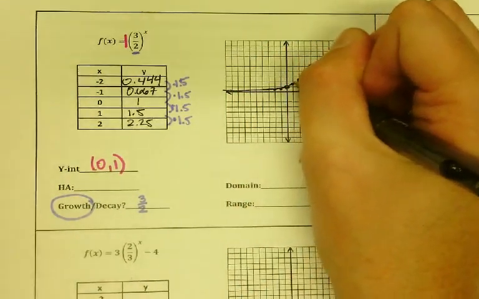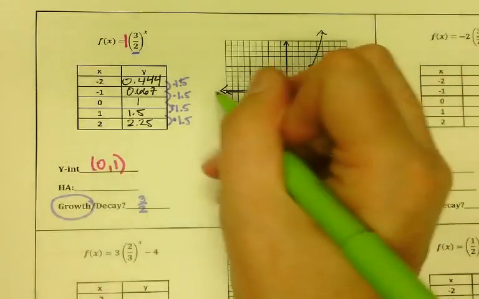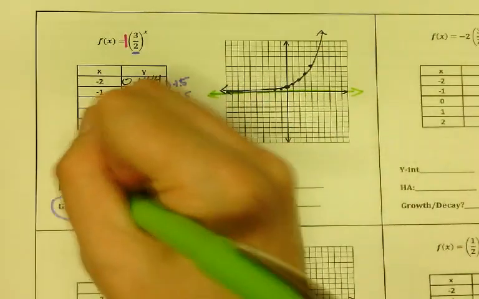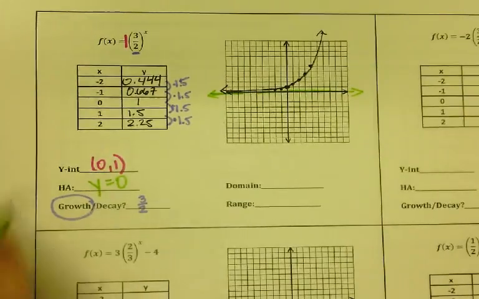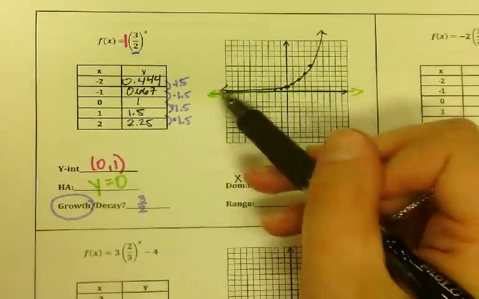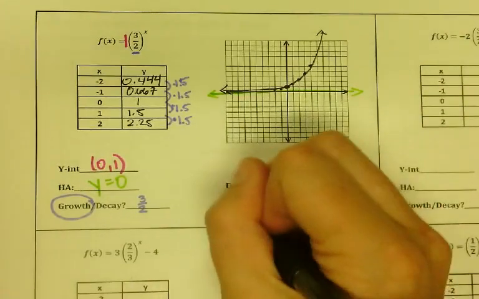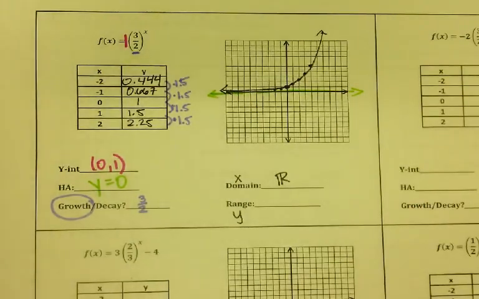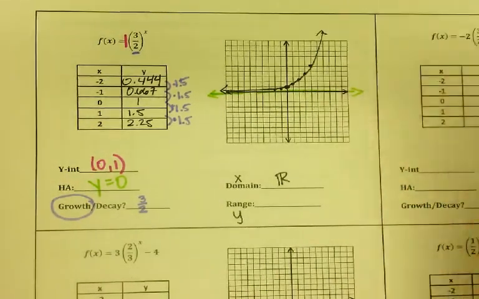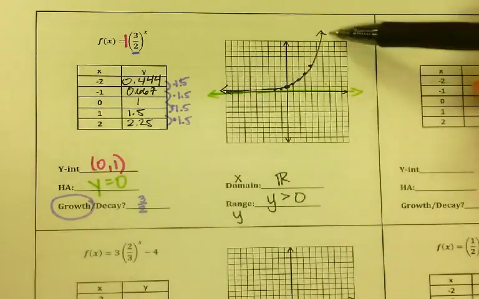But guys, once we look at our graph, we can see that there is a lovely horizontal asymptote right here. So the horizontal asymptote is right there at that default of y equals 0. My domain is all of my possible x values. They go forever to the left, forever to the right. So that's all real numbers. My range is my y values. And guys, what I want you to notice here is the y values are greater than your asymptote. So that means my y is greater than 0, because all of my y's are above.